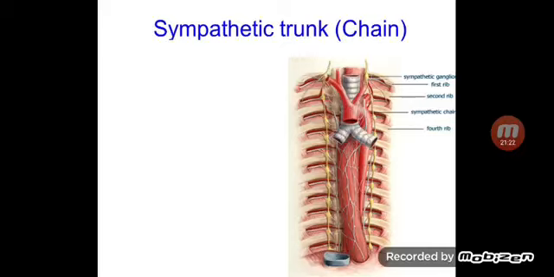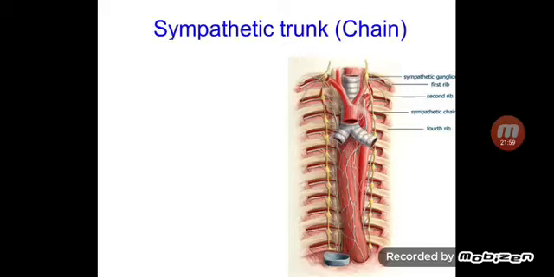The lower 8 ganglia give preganglionic fibers that supply the abdominal viscera. They do not supply the structures in the thoracic region. The lower 8 ganglia are indeed located in the thoracic region, but they supply the abdominal viscera. So the lower 8 ganglia give preganglionic fibers to form the splanchnic nerves, and the splanchnic nerves supply the abdominal viscera.